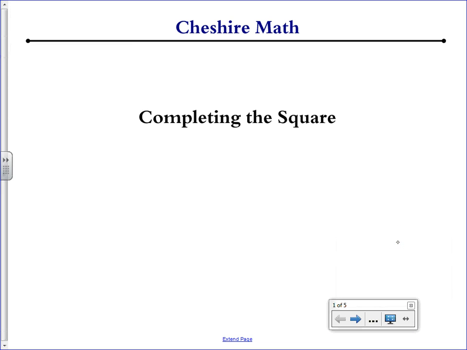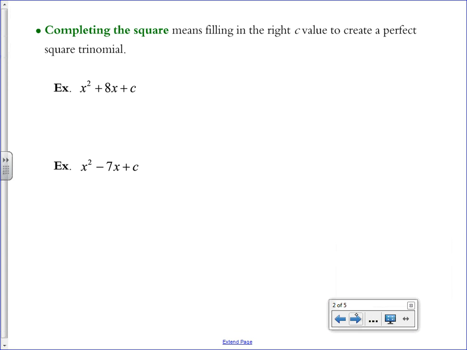This video is about completing the square. Completing the square means filling in the right c value to create a perfect square trinomial. So you're starting out with x squared plus 8x plus c, because you're asked to fill in that c to make this a perfect square trinomial. So that's what it means to complete the square.